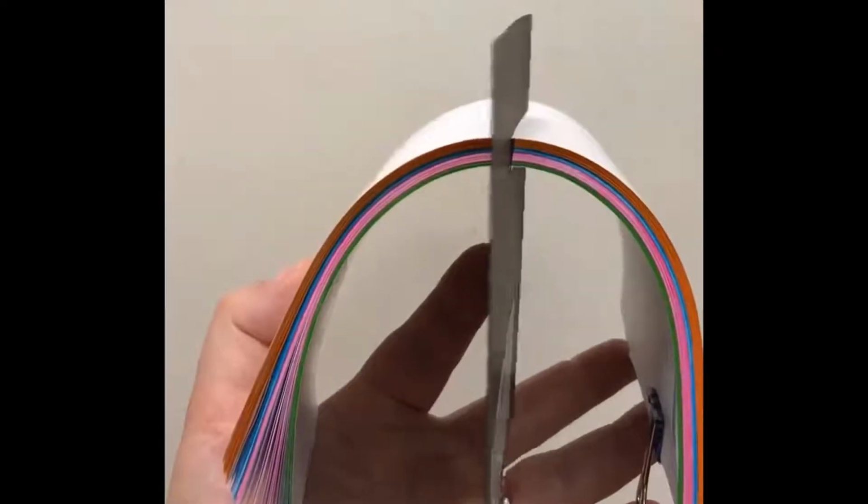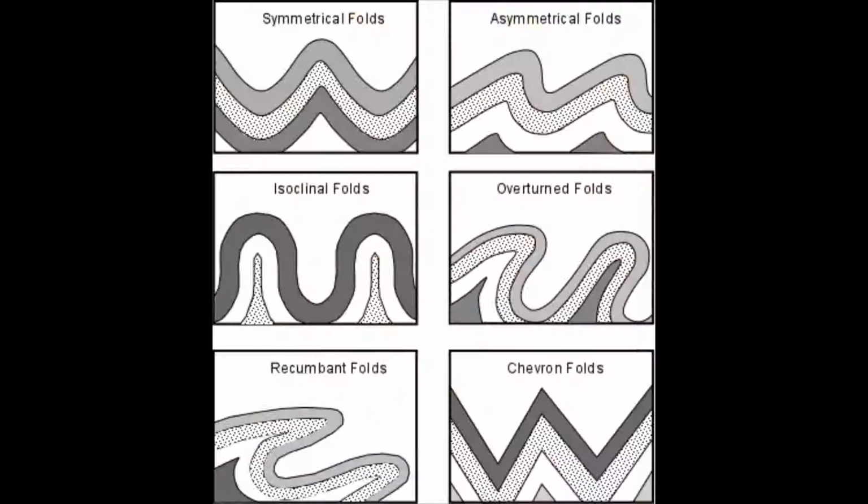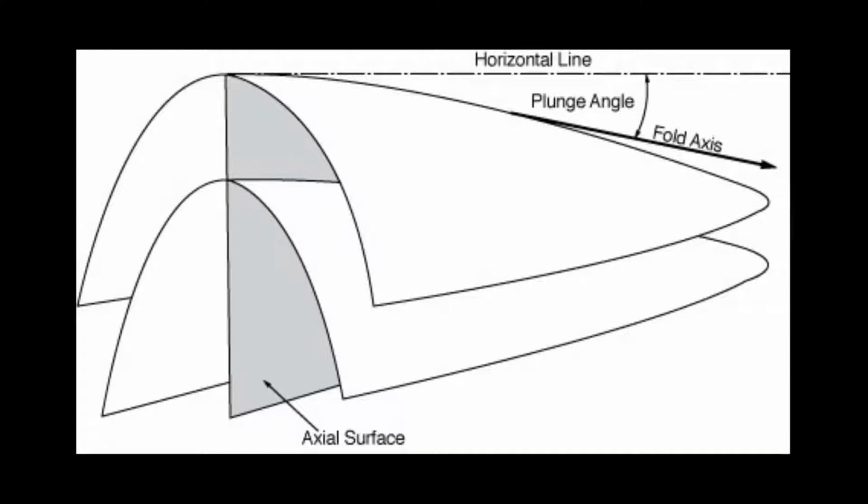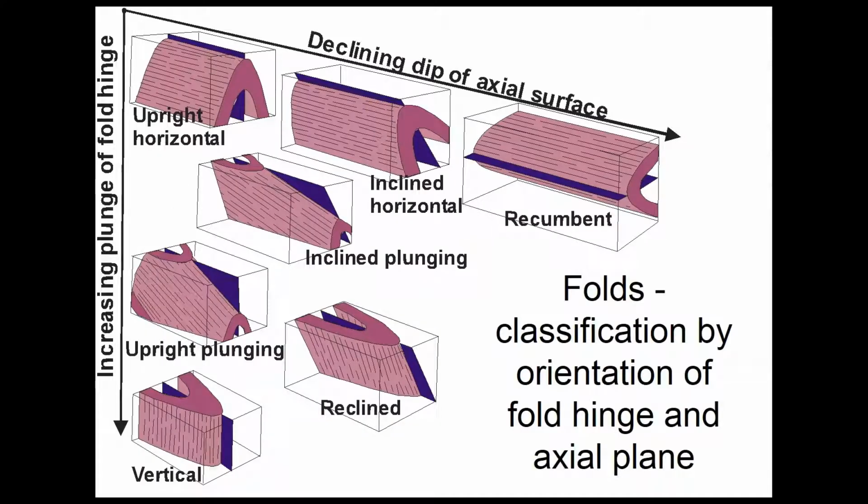Folded successions can be in any orientation, again depending on what stress field is causing the folding to occur. Folds may be upright, inclined, or recumbent. These definitions are referring to the orientation of the axial plane. The fold axes themselves may also be in different orientations. They may be horizontal, plunging, or vertical.